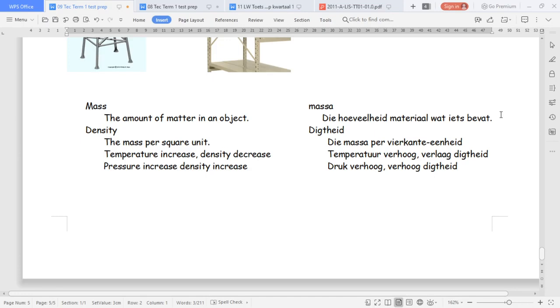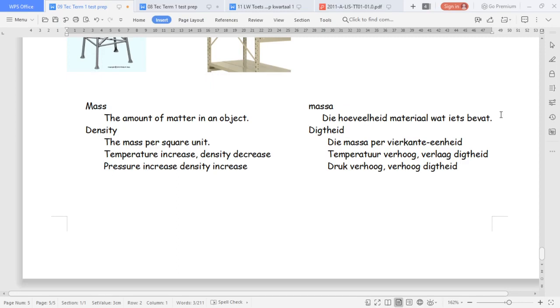Okay, then the density is basically the mass per square unit. So per square centimeter, per square meter, whatever. It's basically, if we're taking 1 square unit, what is the mass of that? So how densely are the particles packed? So ons kyk na die vierkante eenheid, enige eenheid, en dan kyk ons wat is die massa in daardie vierkant. En dan is dit digtheid, dis hoe dig al die dele saamgepak is.